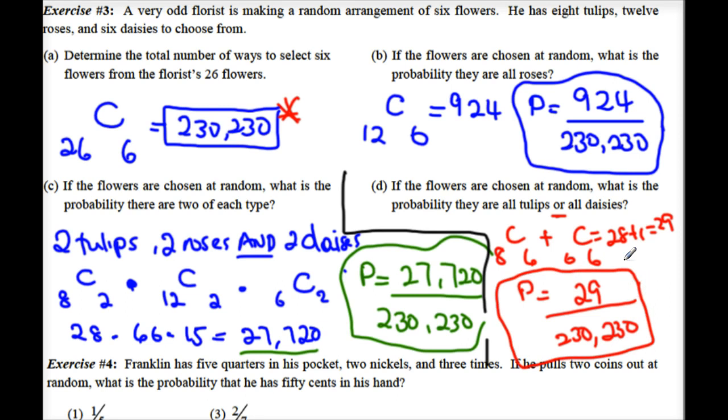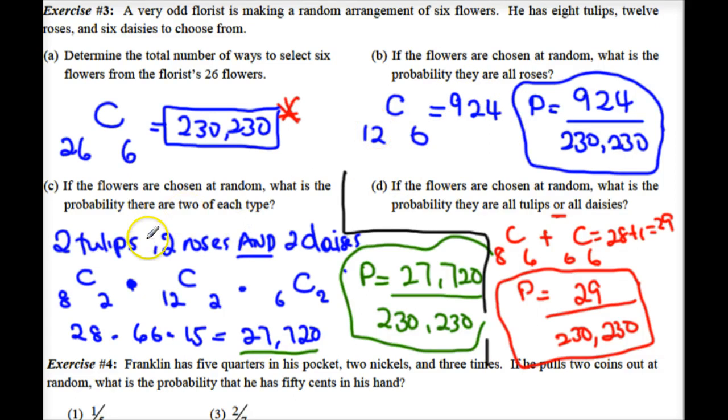So for questions like these, you have to know what's the total possibility of something happening, which is always my denominator, and then we need to look at what criteria were being asked. So like in part B, we were asked what if they were all roses. So we need to know what's the combination, how many different ways can it all be roses.